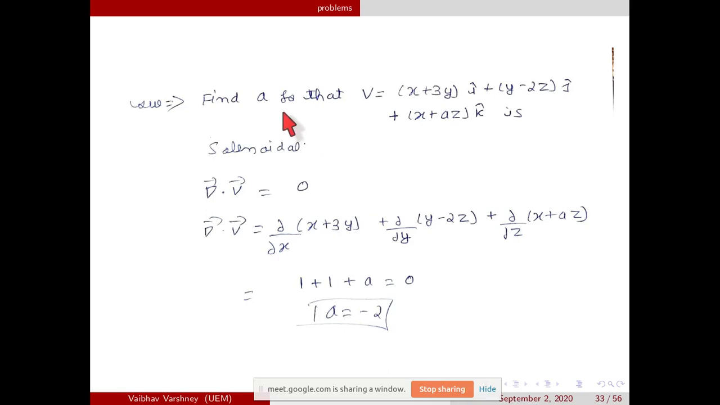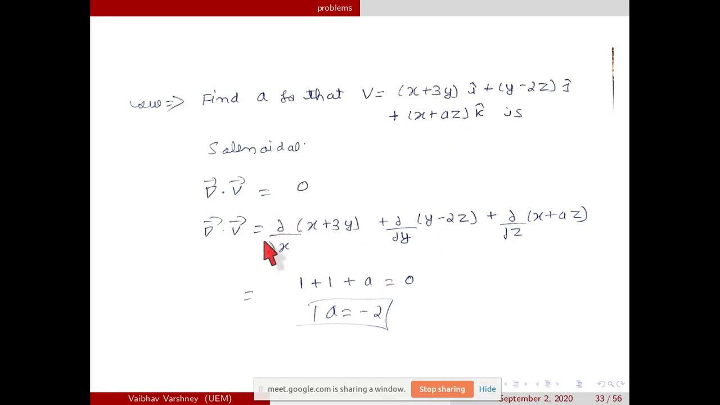So the question which I have asked is: find A so that this V vector is solenoidal. Solenoidal means the divergence of that vector is 0. So what we have to do is take the divergence of V and put it equal to 0. When we take the divergence of V, again del by del x operates only on the x component, the i component, del by del y operates on the j component, and del by del z operates on the k component.